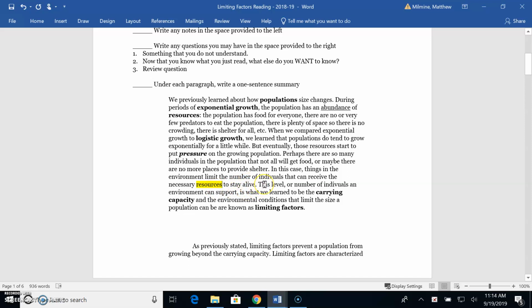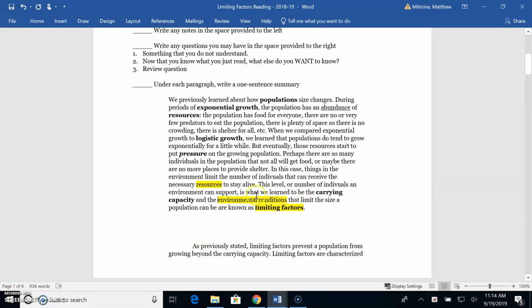This level or number of individuals an environment can support is what we learned yesterday to be called the carrying capacity, and the environmental conditions that limit the size of the population are known as limiting factors. Okay, so here we have limiting factors. That is new. And it looks like limiting factors are things that are in the environment. So we could connect those two. Environmental conditions are limiting factors.